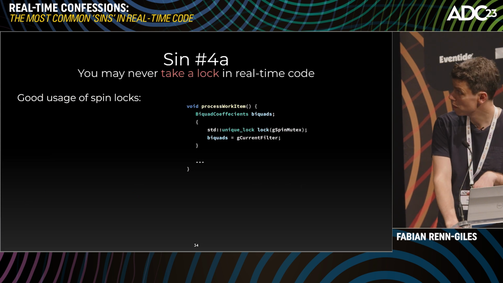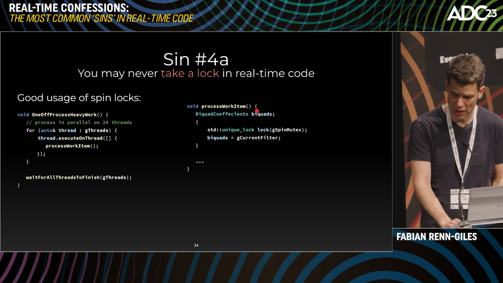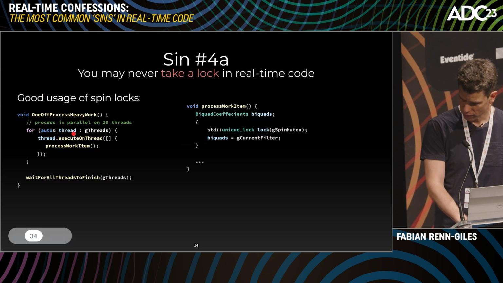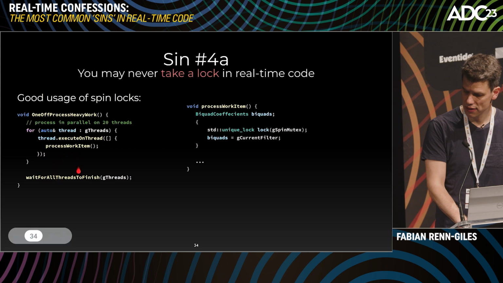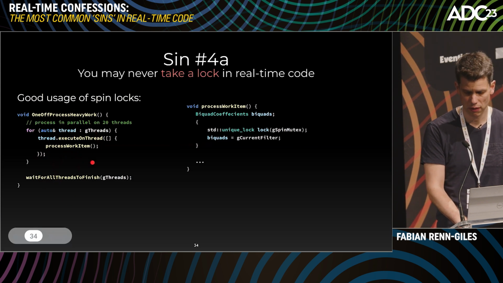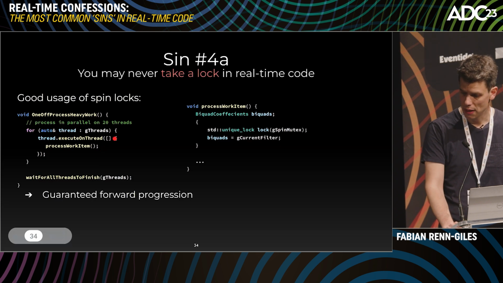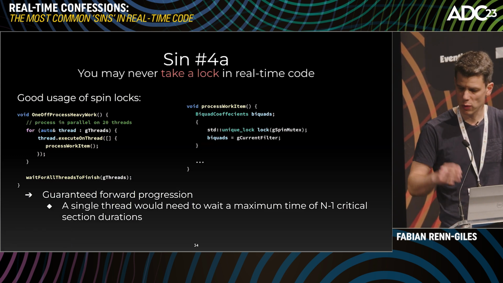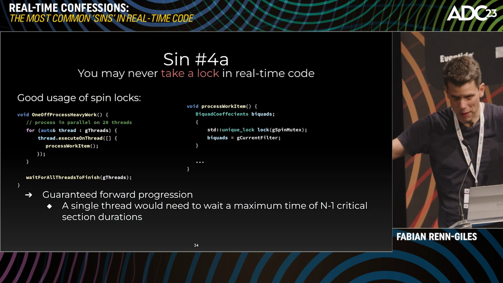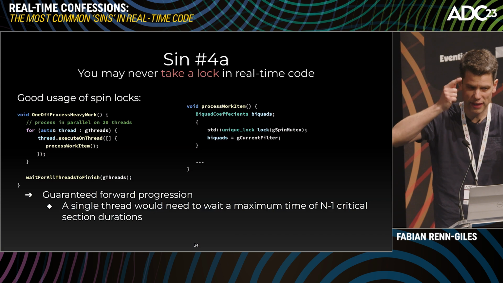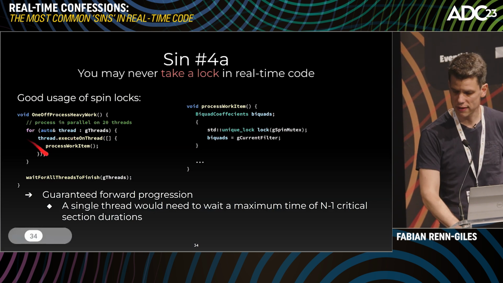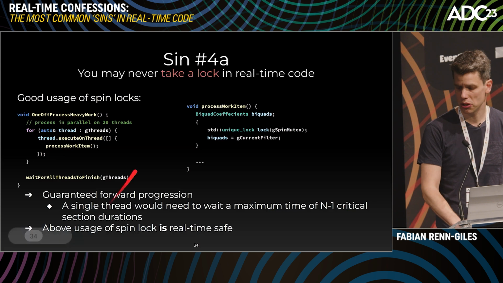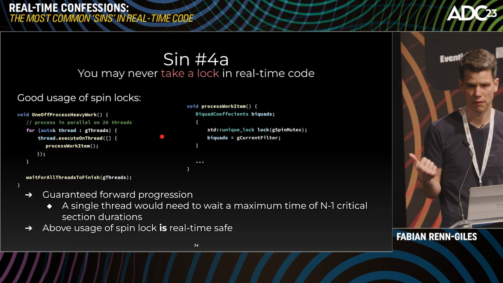But let me show you slightly different code, same process work item, but now the thing scheduling the work will wait for all of these threads to finish before it starts scheduling work again, for example. Now this is okay, right? Because we have guaranteed forward progression. Let's look at that first thread again. The worst that can happen is that we have to wait n-1 critical sections to pass by, and then the first thread will definitely get some time, right? Because all other threads have finished, but this guy is waiting for all of the threads to finish, right? So I consider the above usage of this spin lock to be real-time safe.